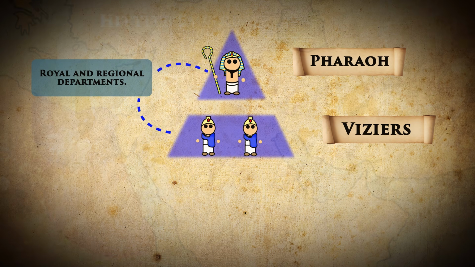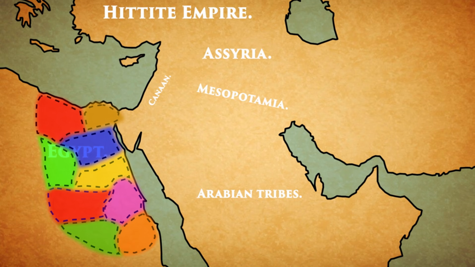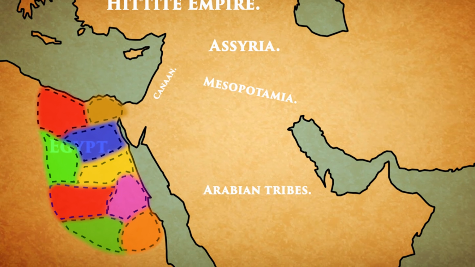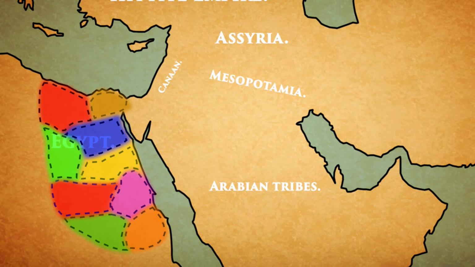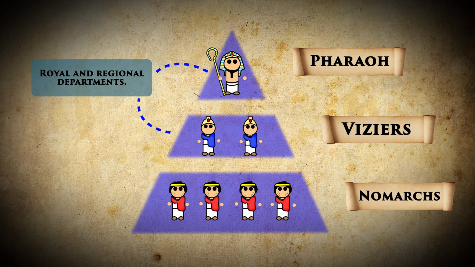The area that the viziers governed was divided into small districts called sepat, or nome in Greek. They functioned as miniature versions of the states, with their own treasury, court of justice, and local militia, and they were administered by local rulers called nomarchs, who were either appointed by the pharaohs or a member of the royal family.